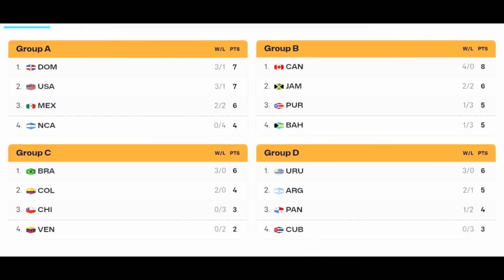So same thing. We need to finish in the top 3, given. We're currently in second place with 6 points. In our group, we're in Group B of the Americas qualification. So we're on 6 points in our group.